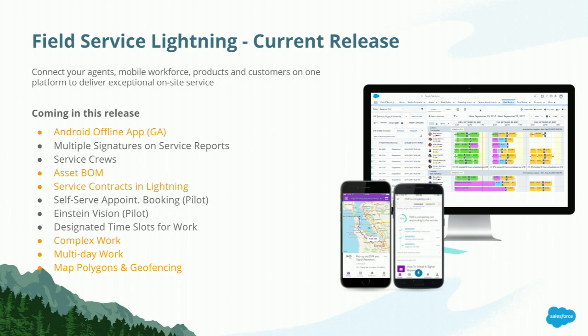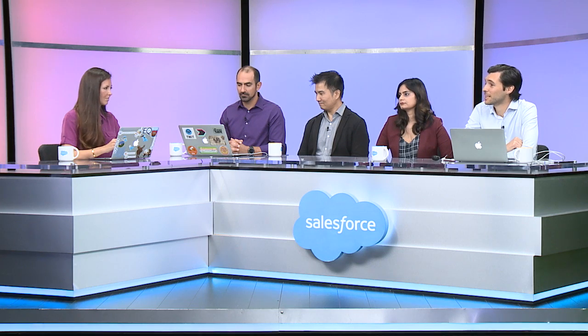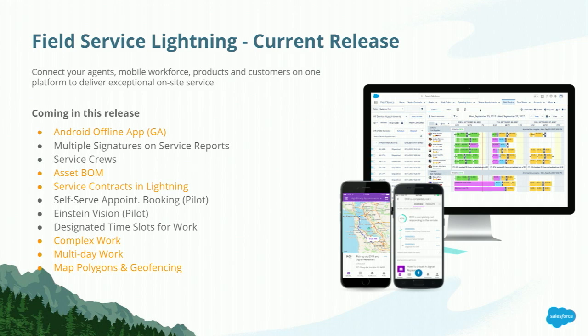Asset hierarchy and asset BOM, bill of material. Basically, if you look at one asset, you want to know what the components under that asset are. You will have a very easy view to see that out of the box. I will demo that. By the way, all the orange items are the ones I will demo today. Service contracts are now available in Lightning, which means field service users don't have to stay in Classic anymore. They can move to Lightning fully if they were using service contracts. Otherwise, they should be on Lightning already today.